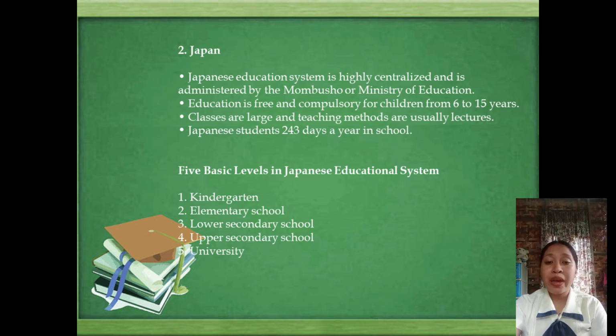So there are five basic levels in the Japanese educational system. First we have the kindergarten, second is the elementary school, which includes grade 1 to grade 6, lower secondary school, which includes grade 7 to grade 9, upper secondary school, which includes grade 10 to grade 12, offers academic, technical, and vocational programs, while the last one is the university, usually around 4 years.